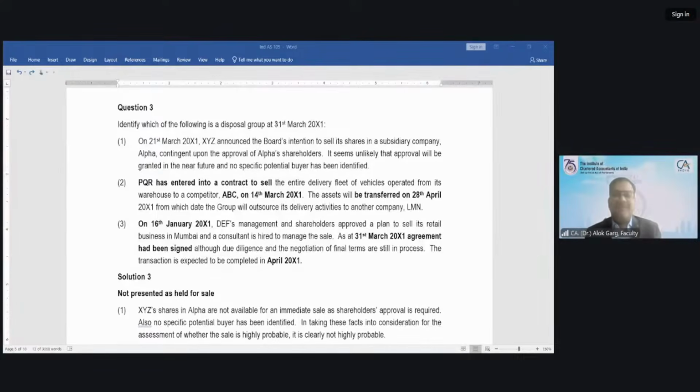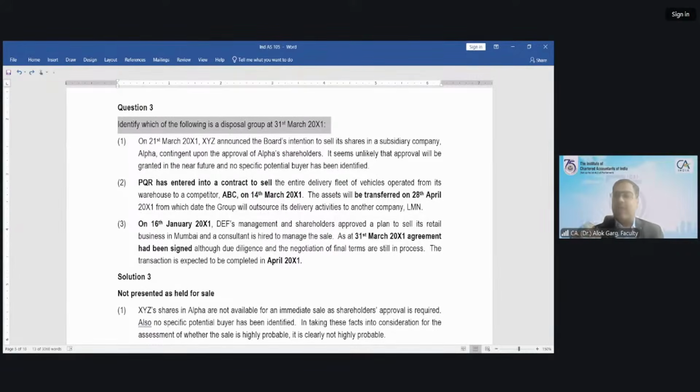Saminathan, if you see in this case, PQR has already entered into a contract to sell. There is an agreement, there is a contract. The buyer has been identified, right? PQR has entered into a contract to sell the entire delivery fleet operated from its warehouse to a competitor ABC. So PQR has sold the fleet of vehicles to ABC on 14th March.